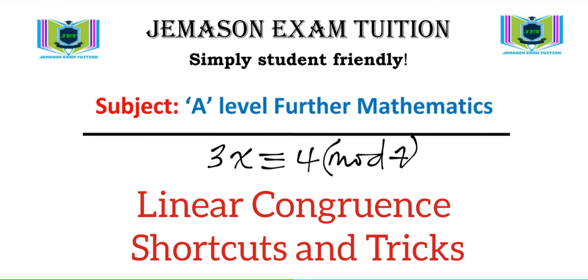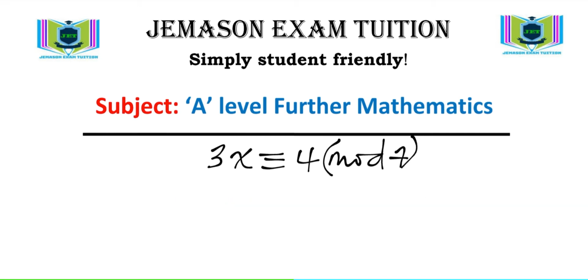When you have a linear congruence of this form, the tendency is to look for the multiplicative inverse of the coefficient of x and then multiply it on both sides of the congruence with the aim of making x the subject. The process of finding the multiplicative inverse is long because we have to go through the Euclidean algorithm, so there is the need to look for shortcuts that we can use to solve problems of this nature.